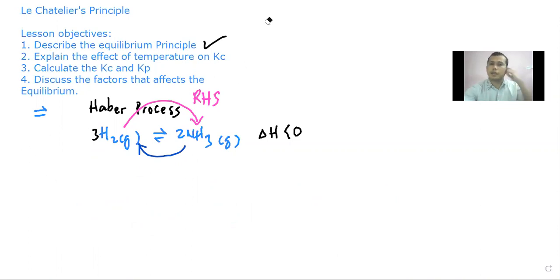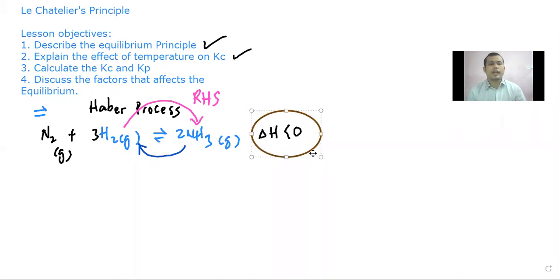So using the same reaction, nitrogen plus 3 hydrogen gas, to give 2 molecules of ammonia. Whenever we discuss the effect of temperature, you should be aware of the sign of this delta H on the right hand side.